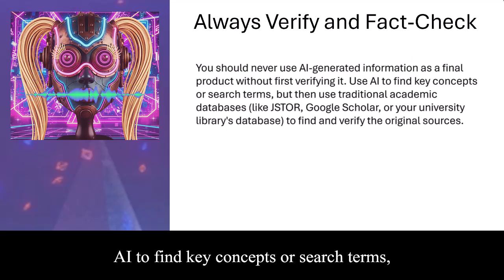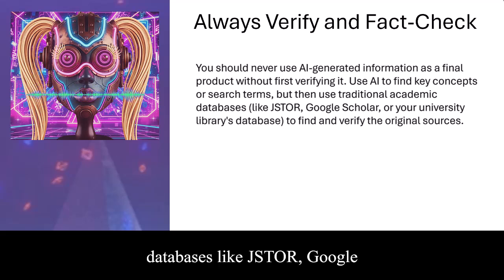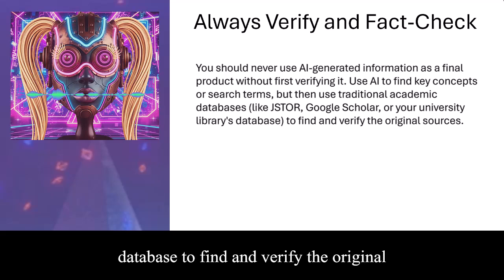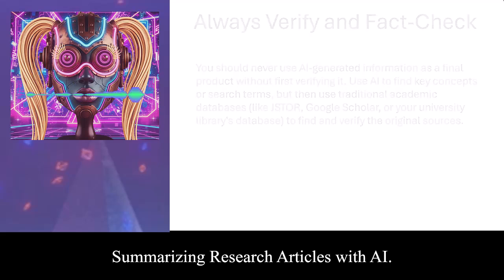Use AI to find key concepts or search terms, but then use traditional academic databases like JSTOR, Google Scholar, or your university library's database to find and verify the original sources. Summarizing research articles with AI.